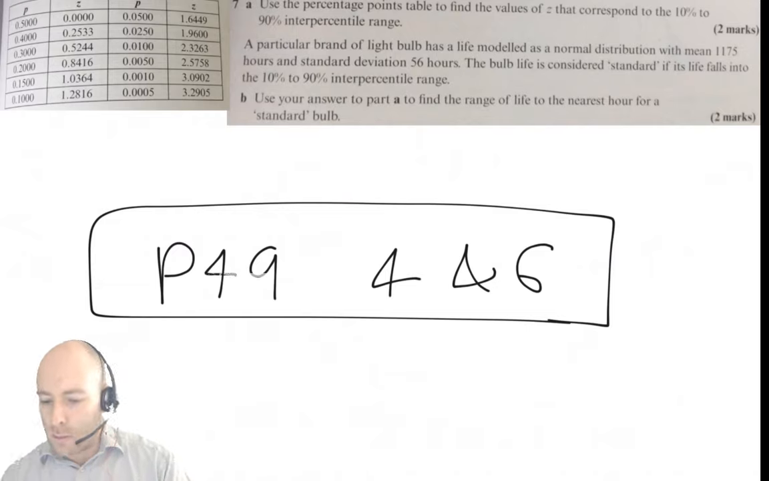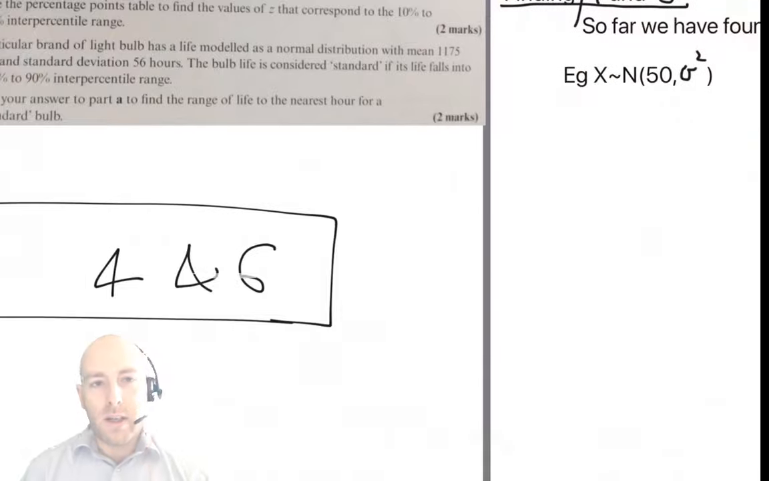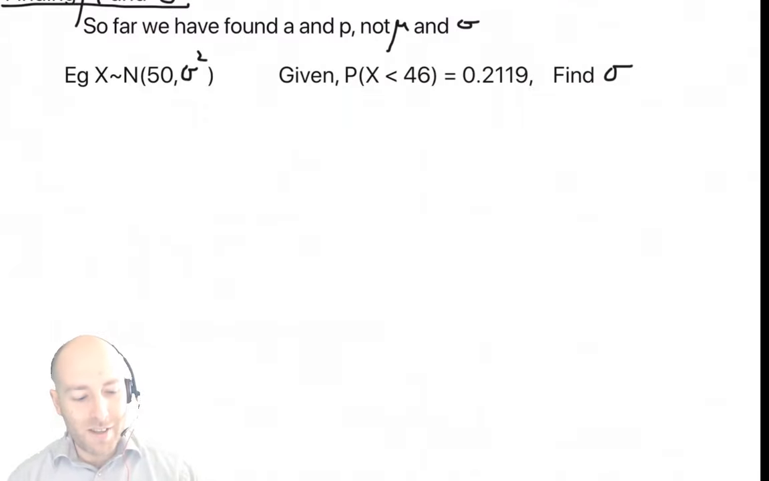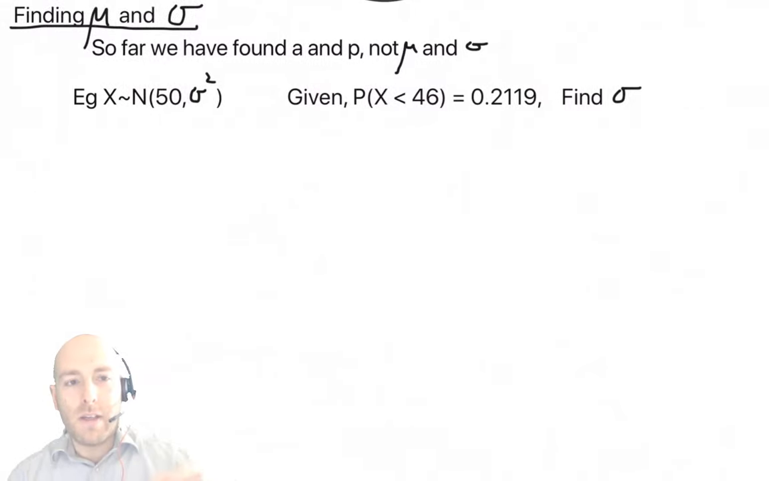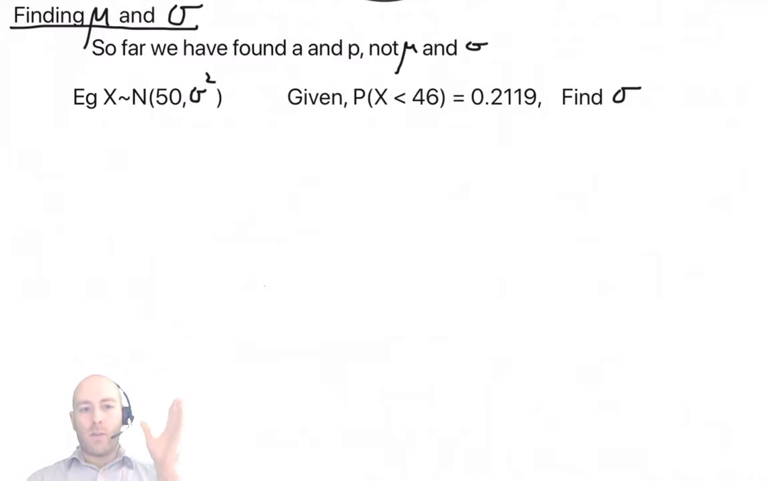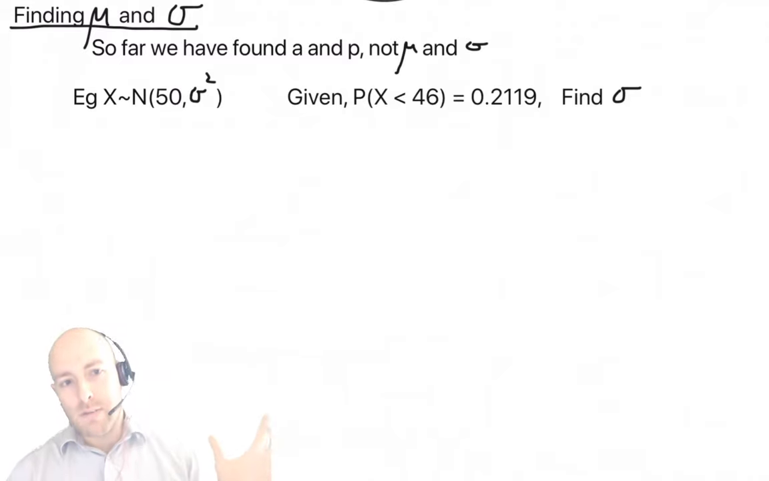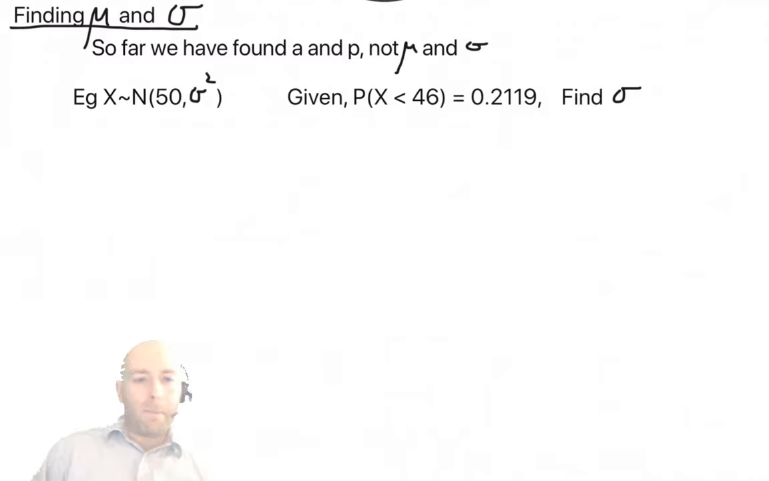All right, so for the rest of the lecture, we've got about half an hour, which should be plenty for the last bit. We're now going to try and find mu and sigma. So far, we started off knowing the value, and we used it to work out the probability. Then we had the probability, and we used it to work out the Z value. But we haven't had to work out the standard deviation or the mean.